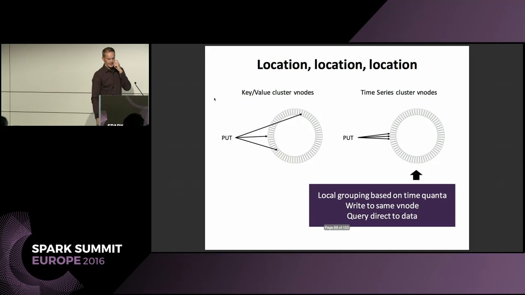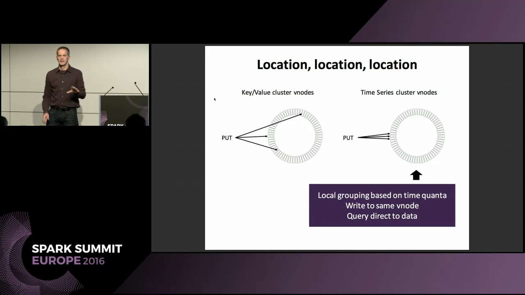Here's an example of what that looks like. You're doing a put. On the left-hand side, that's a classic key value put. Again, Riak's a cluster, a masterless architecture, so it comes in, it's going to do a consistent hash on that data and then spread it around the ring, around the nodes.